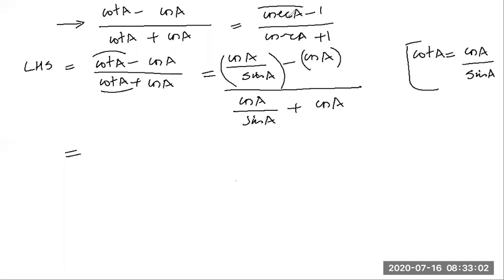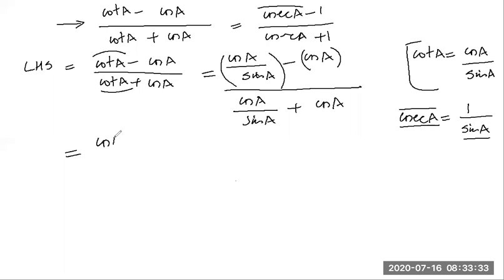You see, on the right side here it is cosecant A. I know cosecant A is equal to 1 by sin A. Cosecant A is the reciprocal of sin A and sin A is the reciprocal of cosecant A. So if I take cos A common from above and cos A common here, cos A will cancel. It will be remaining 1 by sin A, and 1 by sin A is equal to cosecant A. This is how I will prove.